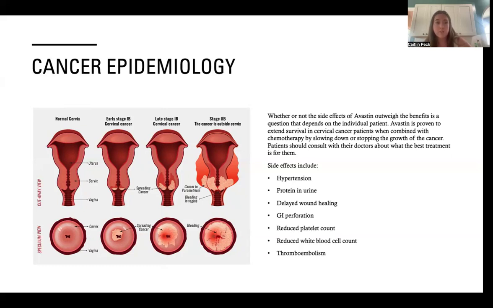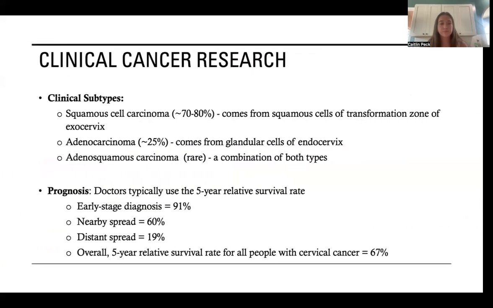And so I also included a picture of kind of what cervical cancer looks like. So you can see a normal cervix and then kind of the early stages, and then you can see it progressing. So it kind of starts in that transitional area and then can spread.